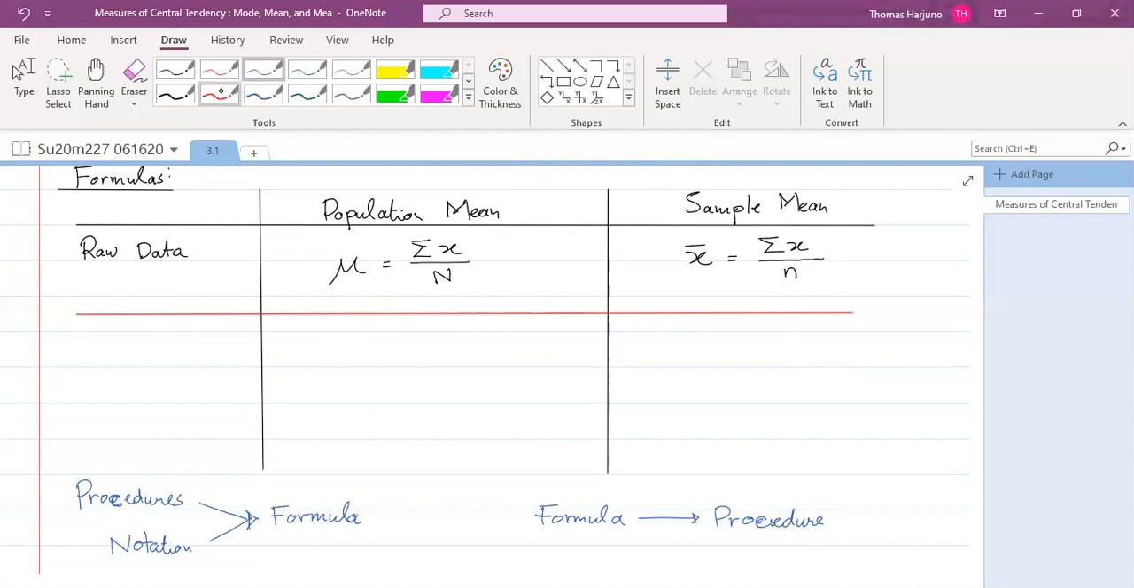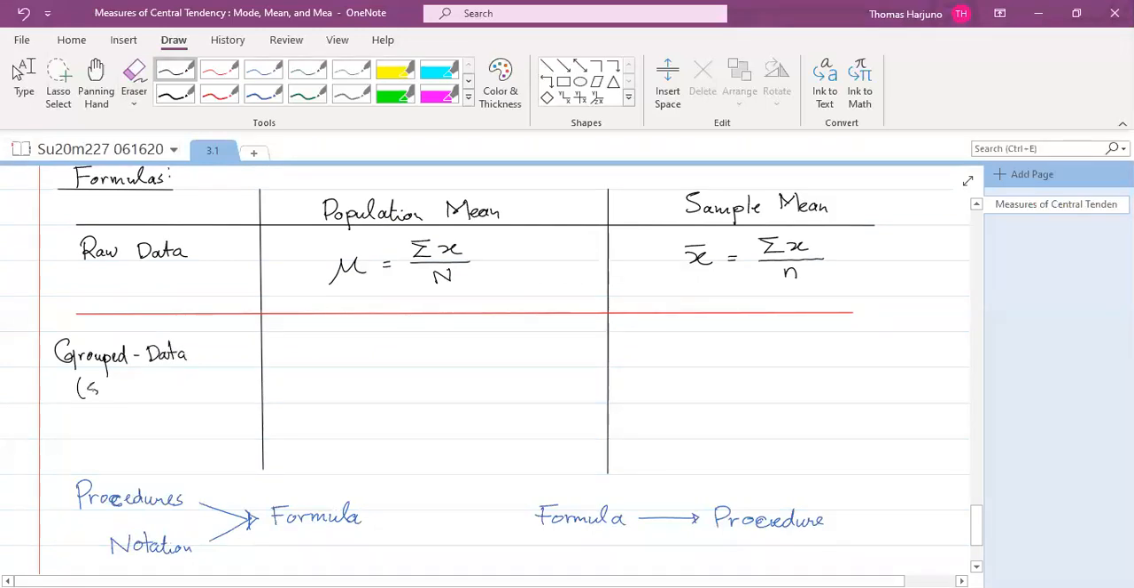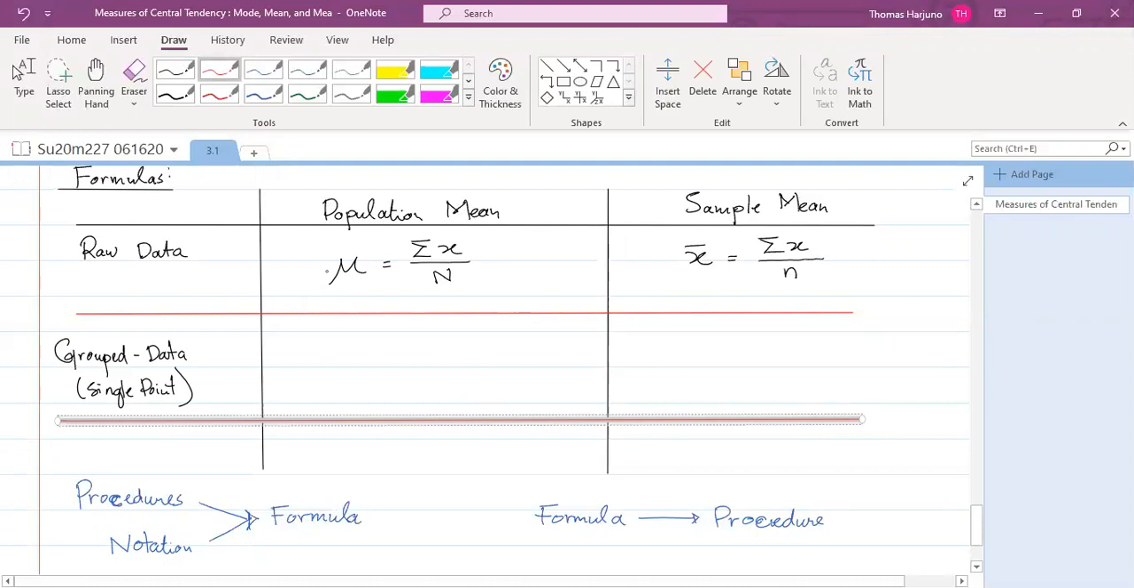Okay, now for raw data, we actually add the data first and then divide by the population size, or add the data and divide by the sample size, depending on what type of data you start with. Raw data is when the data given to us is not organized, like the one we had yesterday. Now, what happens if we have group data, single point? What will the formula be? Let's look back, what's the procedure?